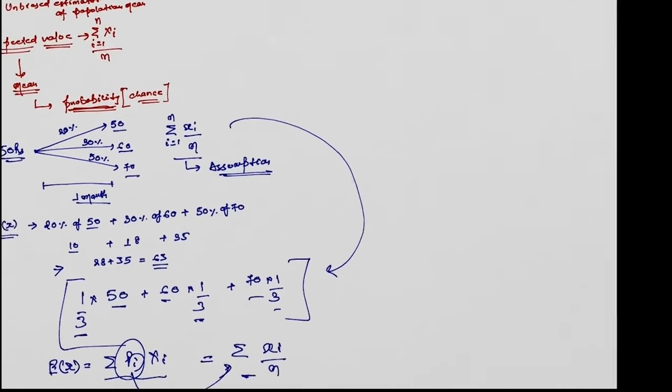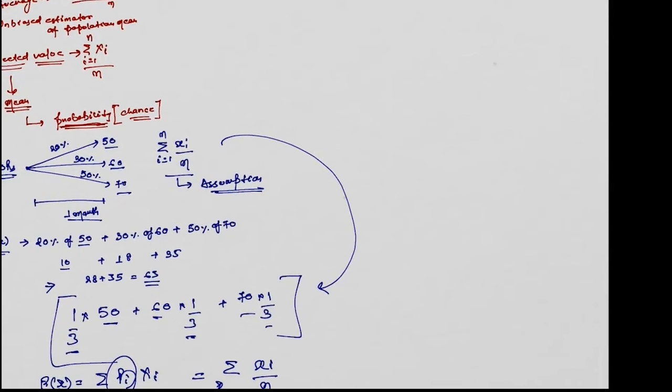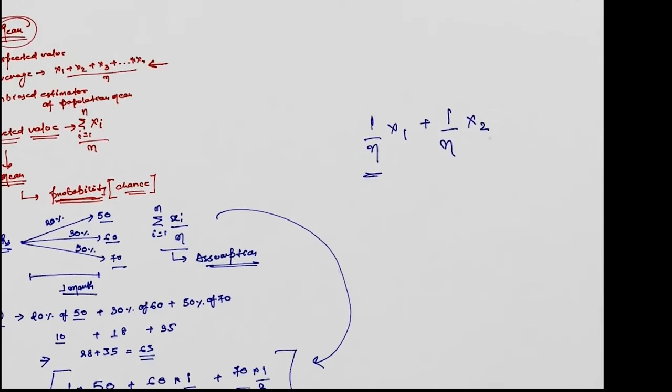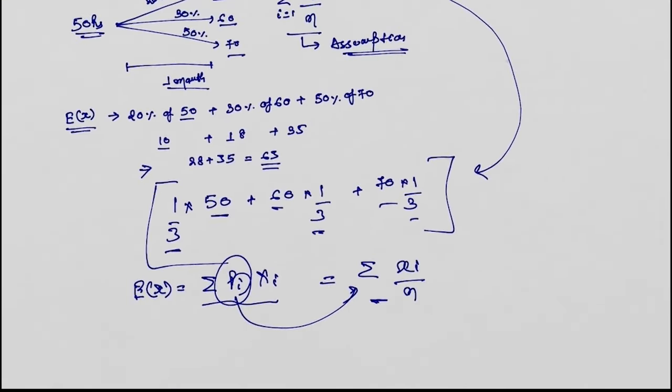So when you are dividing by n, you are assuming that the probability of every entity happening is equal. So actually when you multiply x1 with 1 upon n, this is the probability. Then 1 upon n into x2, you are writing the probability, and so on and so forth. Okay? So what I was trying to emphasize is that this formula and this formula are not different. They are identical. The only difference is that in this formula, you're assuming the probability of every entity is equal.